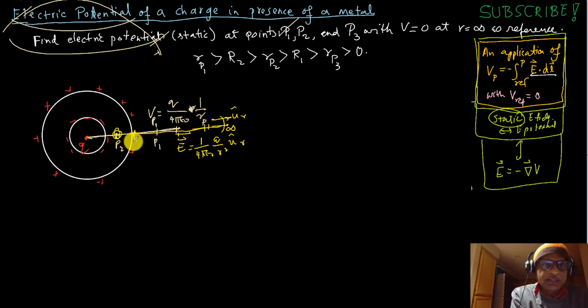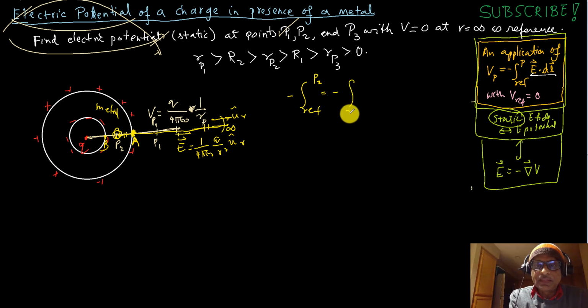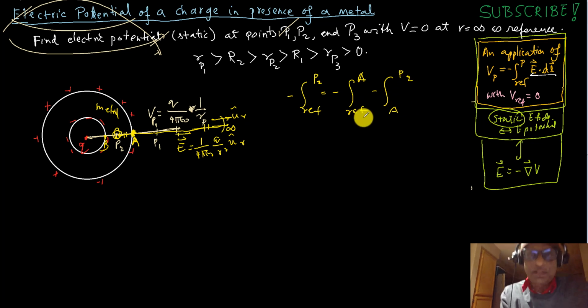So all the way I can go to distance. This is a point A, that's the edge, and let's call this point B. This is where the metal is. In here I have to go all the way here, so I need to know the electric field in here. If you look at this integral, I need to do this integral with reference to P2. So this will be minus reference to point A, that's going to be one medium, minus A to point P2, right? That's the integral. I can separate the two.